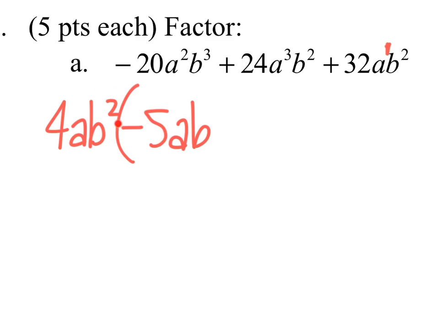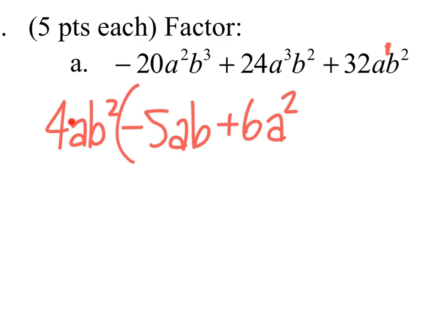Great. So now we've got to factor out this second term. So 4 goes into 24 how many times? 4 times what gives us 24? So it's going to be positive 6. And then here I see we've got a single a, right? So a times what gives us a to the third? A times a to the second gives us a to the third. And I know that the b's have already been factored out, so we're all done there.